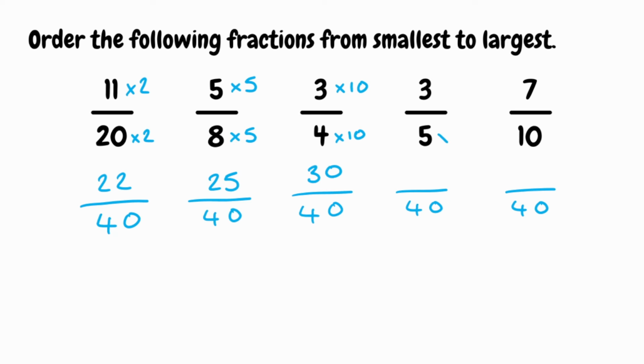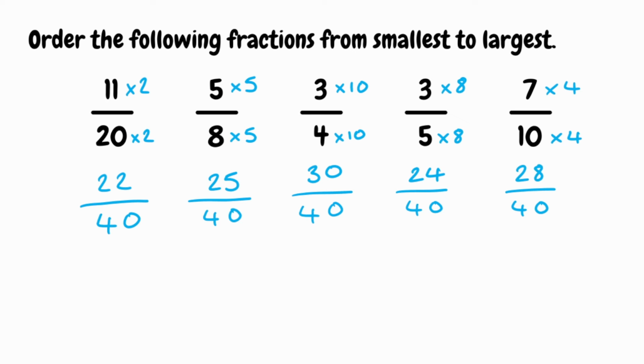To get from 5 to 40, we must have multiplied by 8. So doing that to the top, 3 times 8 gives us 24. And then finally, to get from 10 to 40, we must have multiplied by 4, which means we do exactly the same to the top. So 7 times 4 gives us 28.